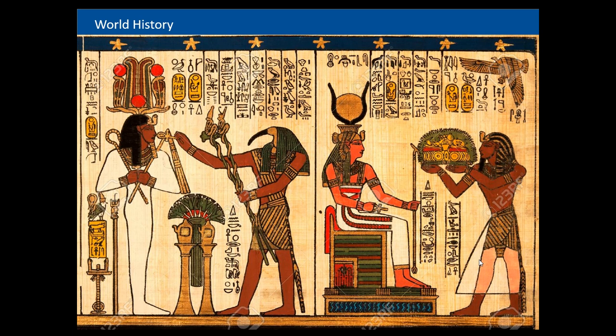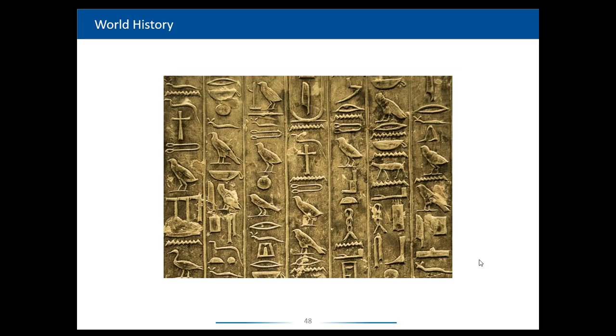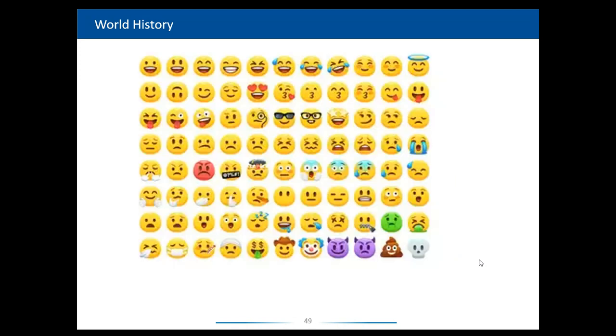Here's another picture of a wall in a pyramid, and you see the different people, and the writing on the wall tells the story of the picture. Here's another picture of hieroglyphics chiseled into the stone of a wall. And what are these? Exactly. Today's hieroglyphics, which are emojis. So, as you can see, human beings have been using pictures to mean words for a long time.